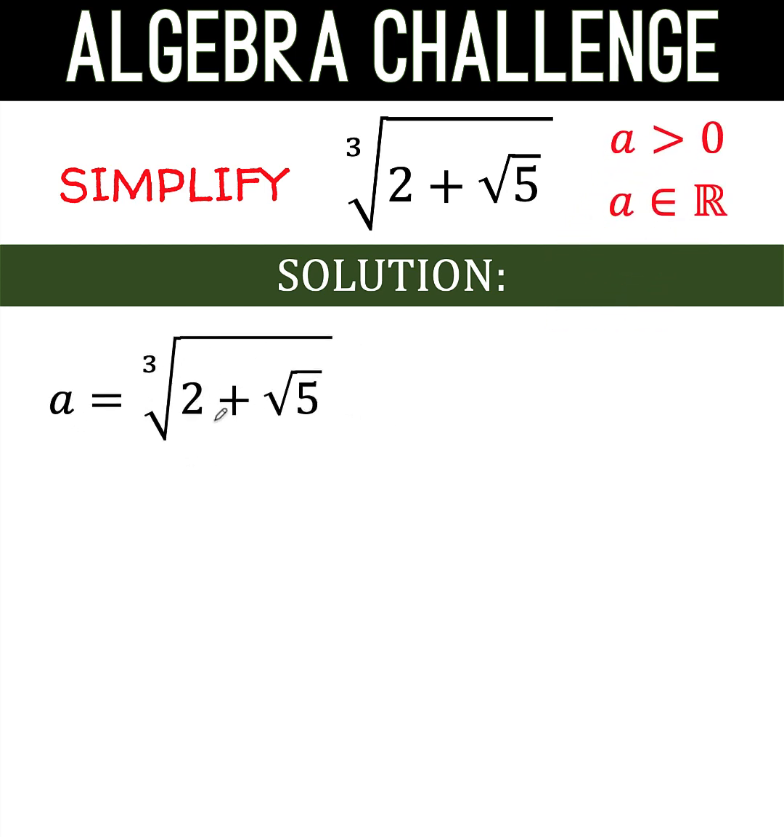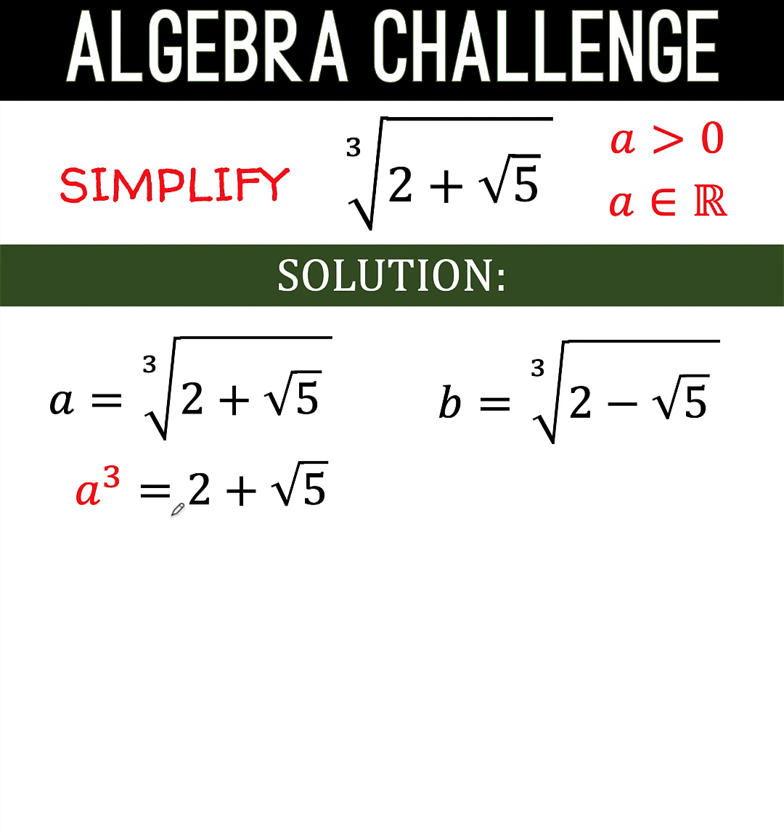Then let's get the cube root of the conjugate of 2 plus the square root of 5, which is the cube root of 2 minus square root of 5. From here, if we raise a to the third power, then the first equation becomes a cube equals the cube root of 2 plus square root of 5, cubed, which is 2 plus the square root of 5. Do the same thing for b. Here, b cube is equal to the cube root of 2 minus square root of 5, cubed, which is 2 minus square root of 5.